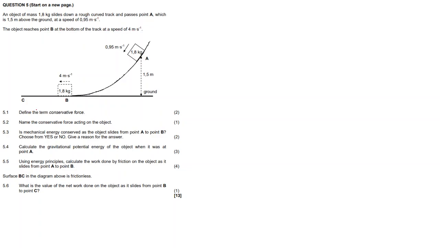Question 5.1. Define the term conservative force. A conservative force is when the work done in moving an object between 2 points is independent of the path taken.